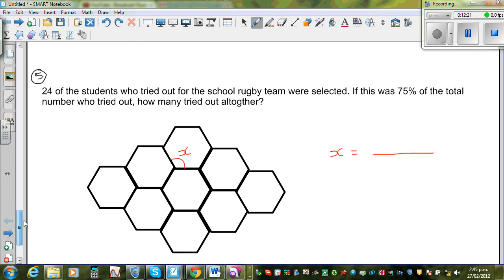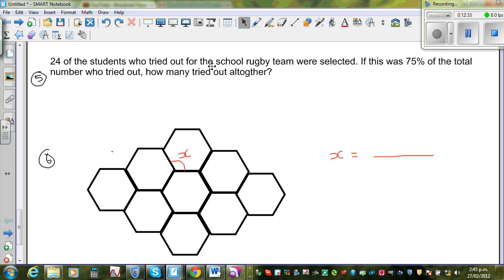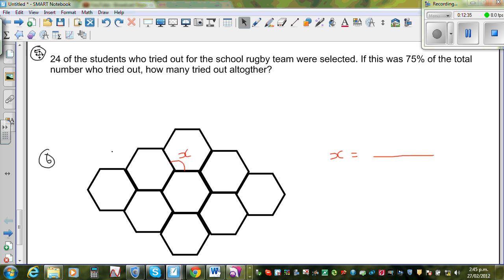Okay, and the next question. So this is question number 5. 24 of the students who tried out for the rugby were selected. This was 75% of the total number who tried out. How many tried out altogether?